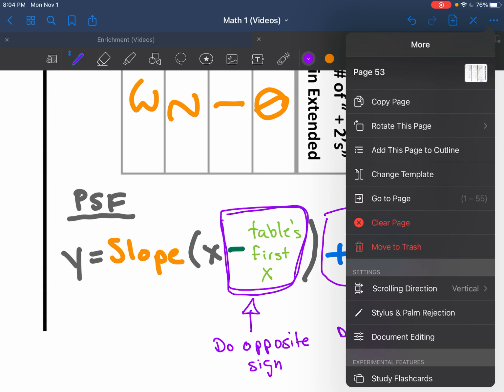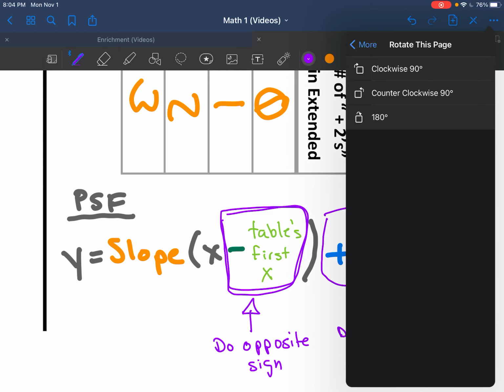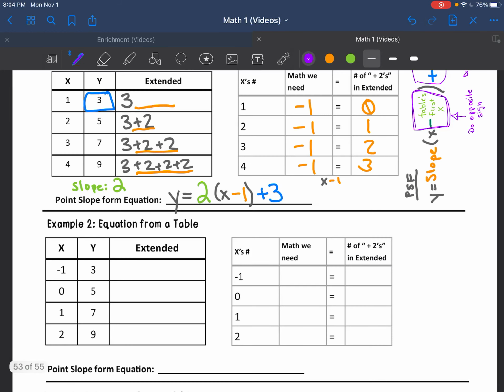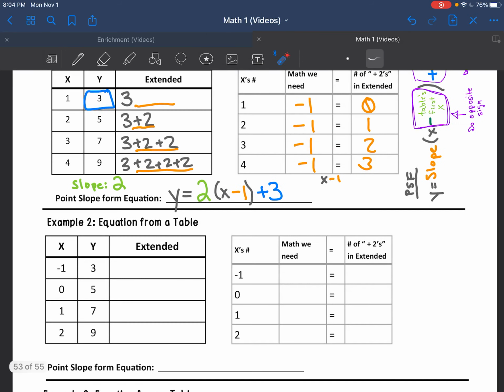All right. So let's rotate back. What you'll notice on my next table is my y values here are exactly the same as example 1. So I'm going to cheat because, you know, Miss Rolf is a cheater. I'm just going to copy and paste this right in here because I can do that. I got the iPad. And again, the number of 2's extended, we have 0, 1, 2, 3, right? The number of adding by 2's we have.